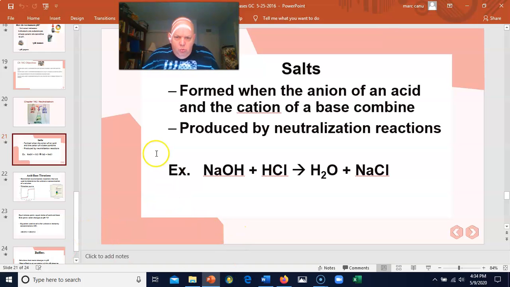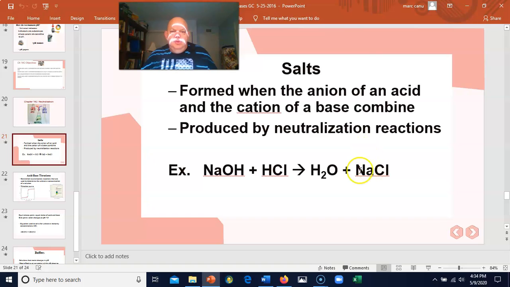Now, what do you mean? What are you talking about here? Well, here's NaOH. Well, what's given up? The sodium hydroxide drops out the sodium atom. The hydrochloric acid drops out the H. They kind of swap. Okay, so you got H2O, and then here you got NaCl.